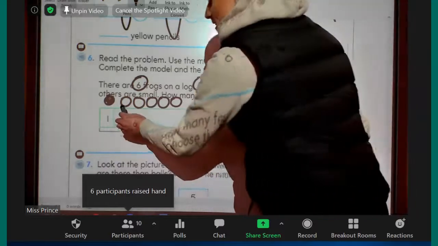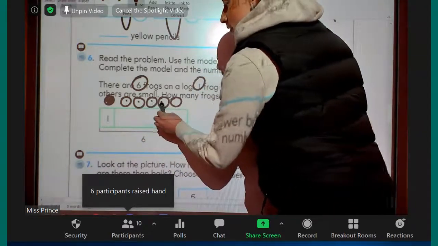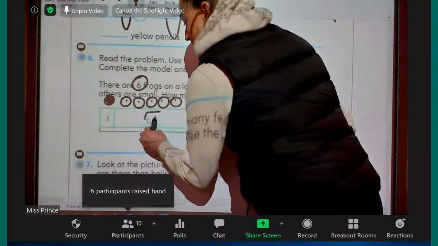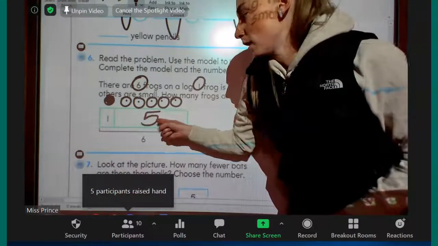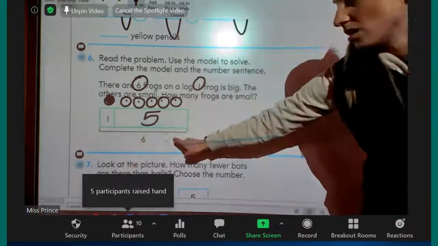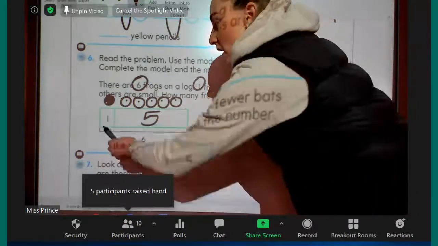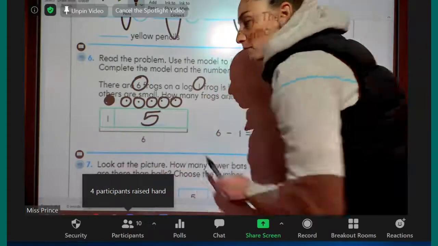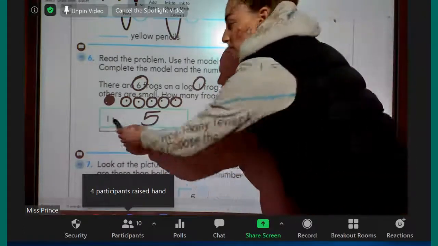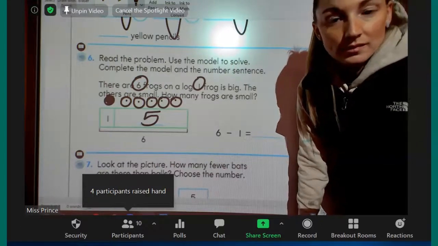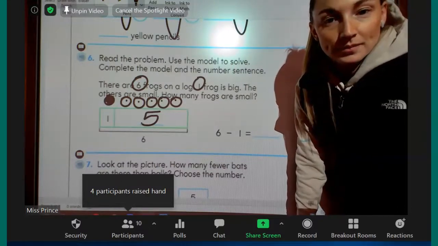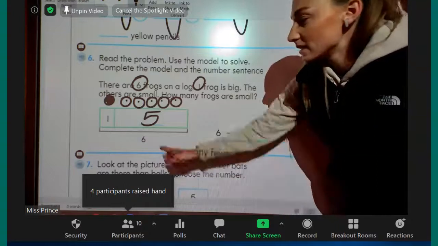Five. So Keela says 5. 1, 2, 3, 4, 5. I agree. There are 5. So if we look at this bar model, there should be 6 all together. I have a 1 and 5 more. Is 1 plus 5 equal 6? Yeah, it does. It equals 6.